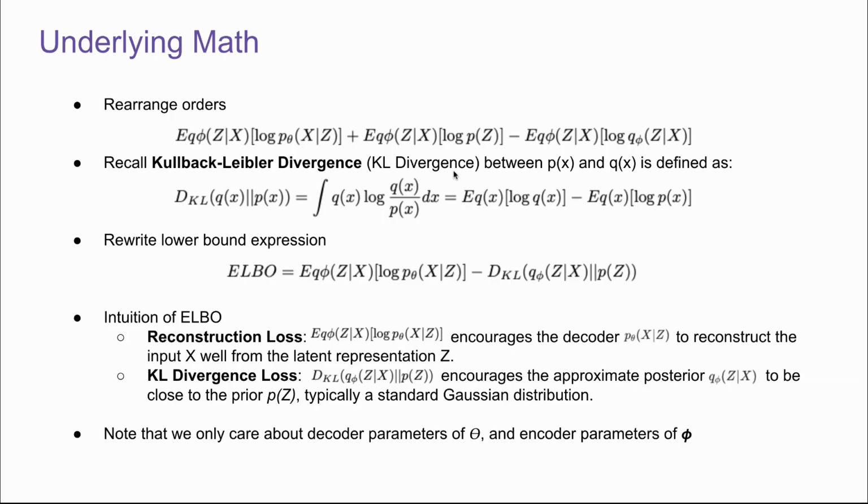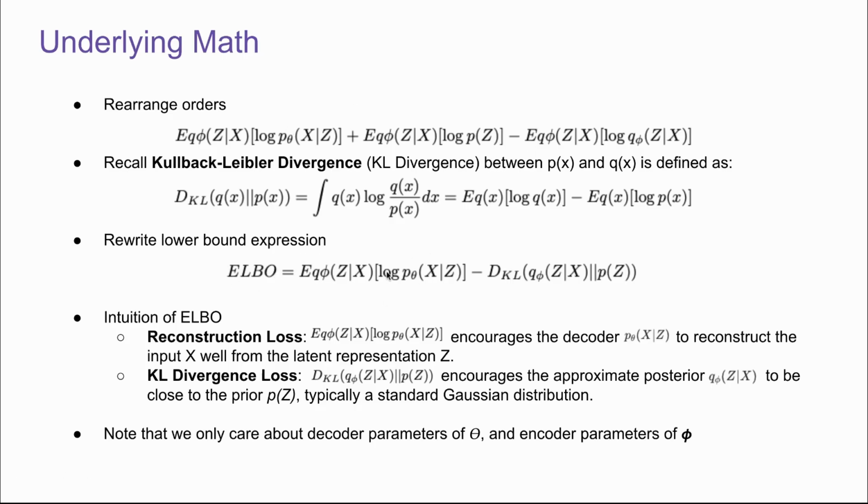You probably heard of it from my previous videos. KL divergence is trying to measure the difference between two distributions. And in this case, we want to measure the difference between P(x) and Q(x). The KL divergence is defined as this. This looks very similar to our ELBO, right? We can rewrite the lower bound expression to ELBO.